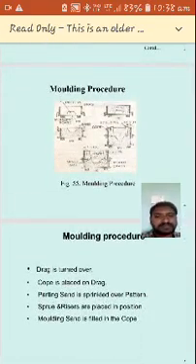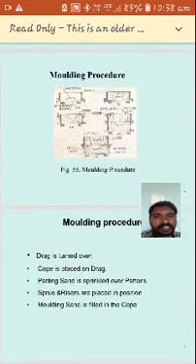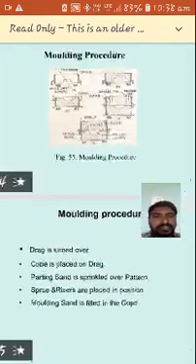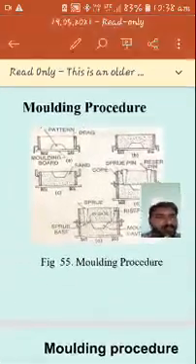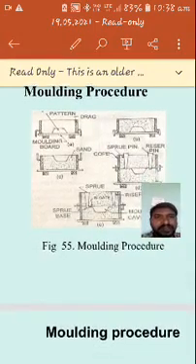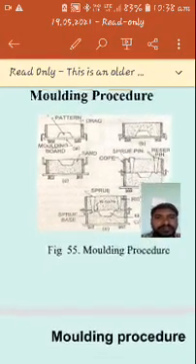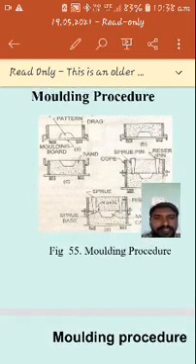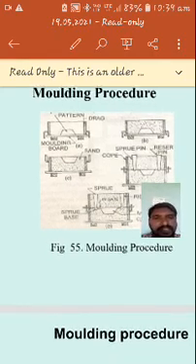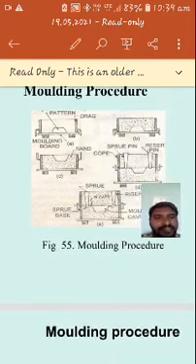See here, in the figure we have the various stages. First we take the molding board, and then the drag box. In the drag box you place the pattern. That is stage 1, figure A.